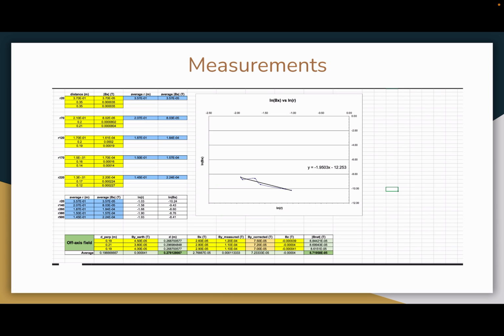The magnetometer's readings were taken at multiple distances along the magnetic axis. Each measurement was repeated to reduce random error and averaged before plotting. The resulting data produced a clear downward trend, showing that the magnetic field weakens with distance.